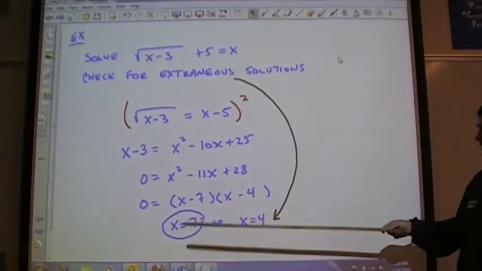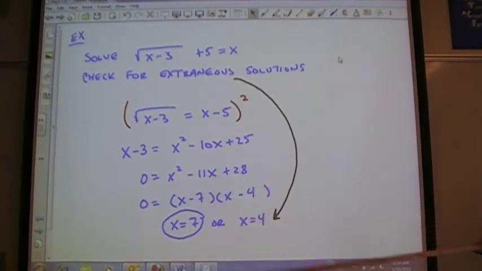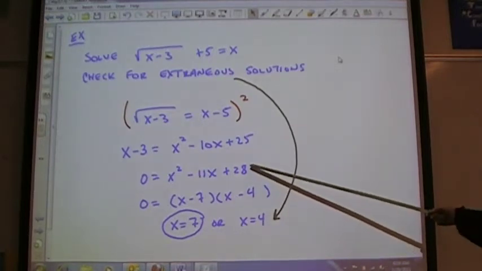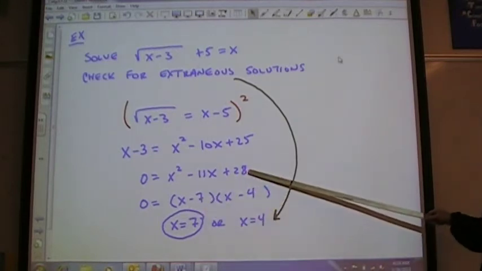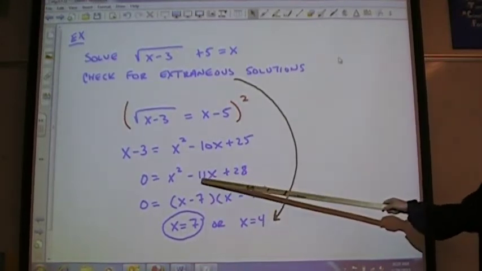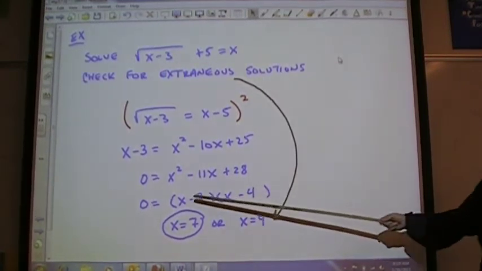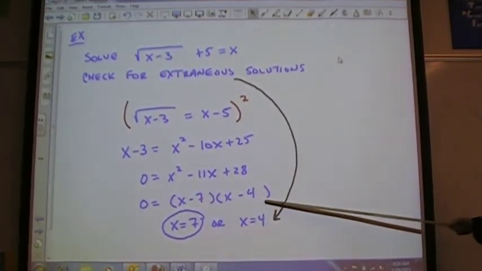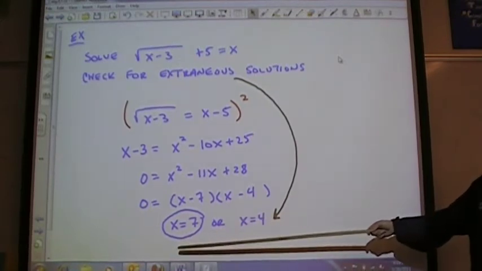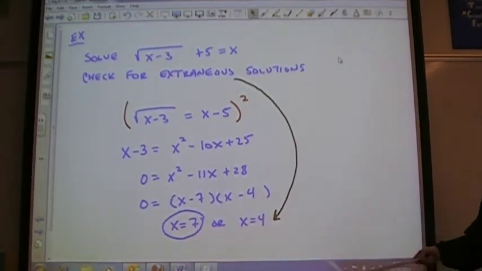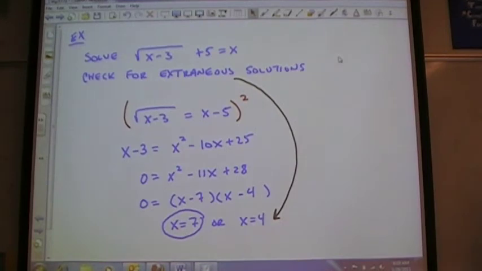Okay. Alright, now we're down to a quadratic, and you've learned many different methods for solving quadratics. You can use the quadratic formula if you want to. It's easiest in this case to just factor it. What two numbers multiply to give you 28 and add to give you negative 11? Negative 7 and negative 4. So there are my two factors. Once you get to your two factors, your two possible answers would be x equals 7 or x equals 4.